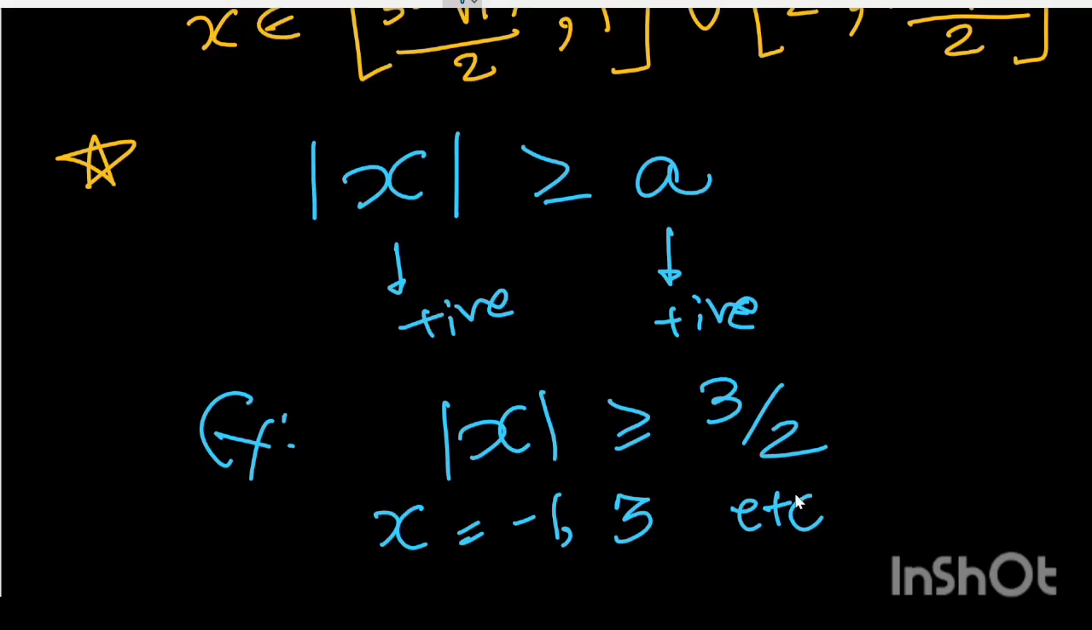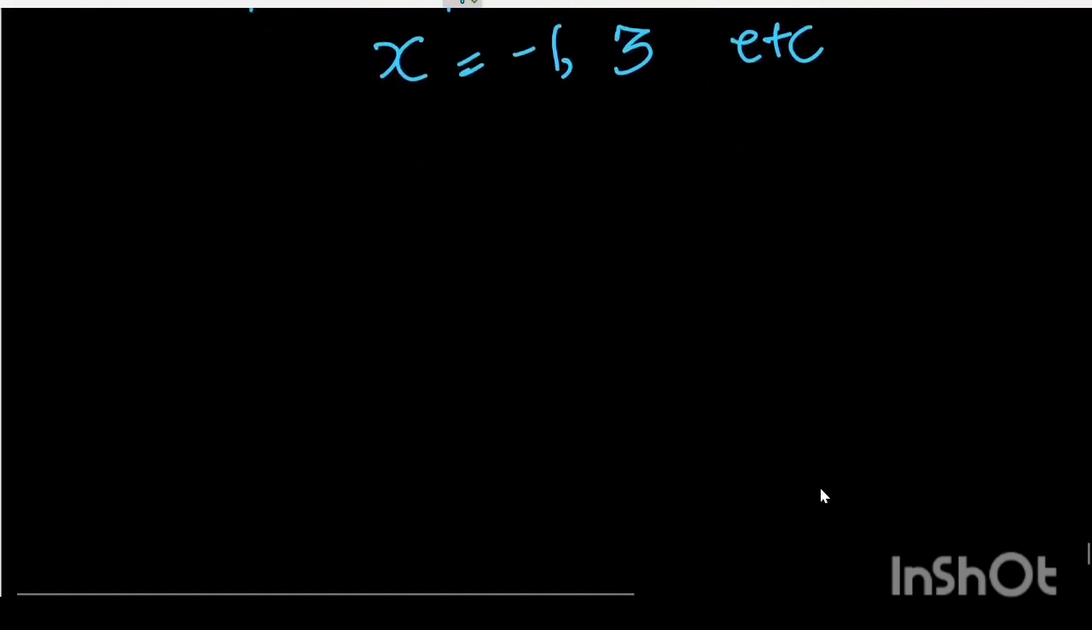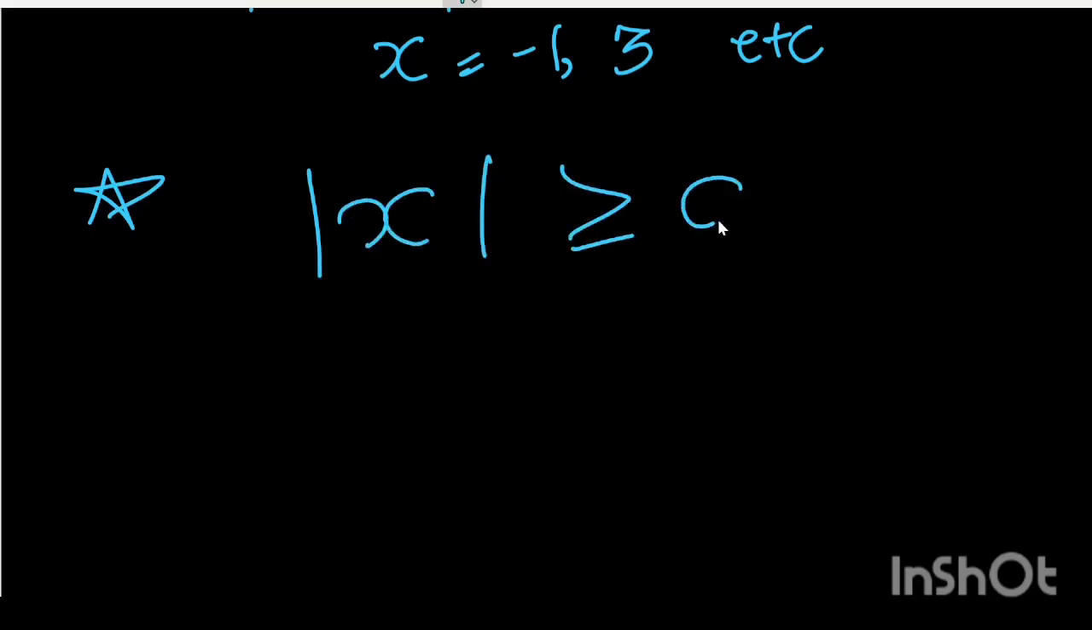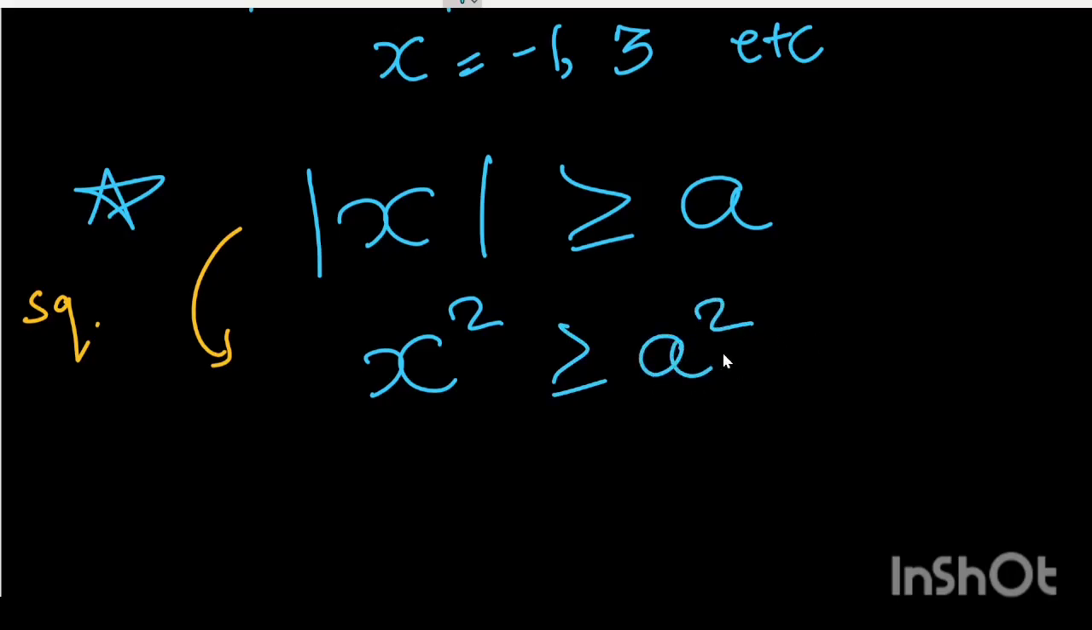Is there the same method, the same concept that we use to solve for mod x less than a or less than or equal to a? So yes, the answer is the same, guys. For mod x greater than or equal to a, using the inequality property, if we square both sides, this will give x square greater than or equal to a square. So whatever the solution of x square greater than or equal to a square, the same would be for mod x greater than or equal to a.